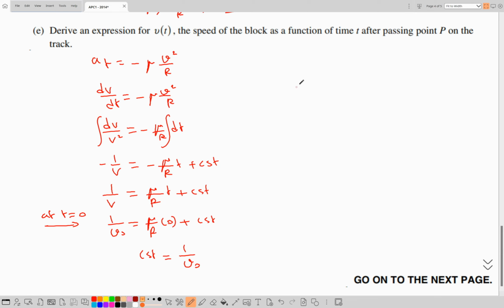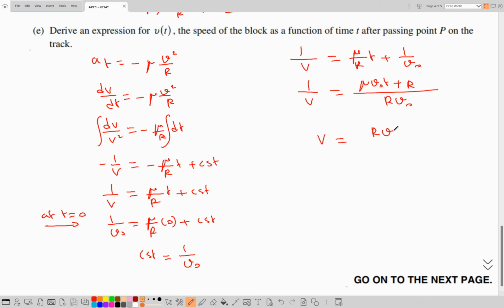Then we have fixed our initial conditions, which means that 1 over v is given by mu divided by r times t plus 1 over v0. Now we need to determine v explicitly. Then 1 over v is given by, here we can do the common denominator, mu v0 multiplied by t plus r, divided by r v0. Then v in this case is given by r v0 divided by r plus mu v0 multiplied by t.